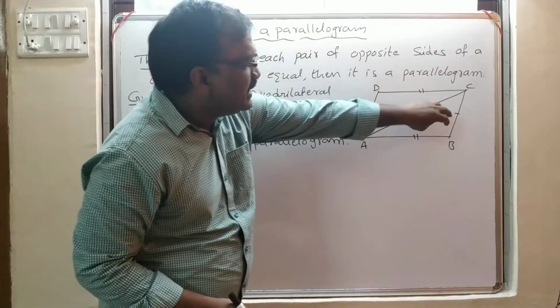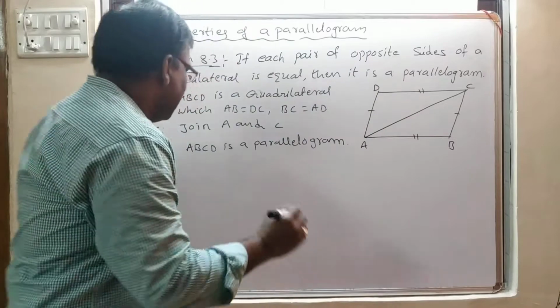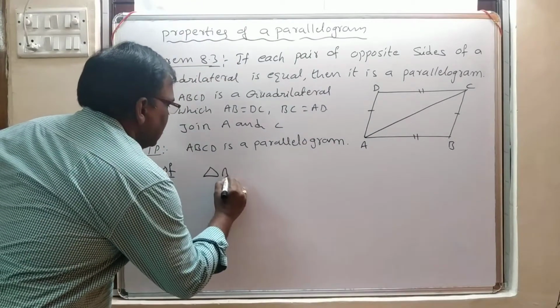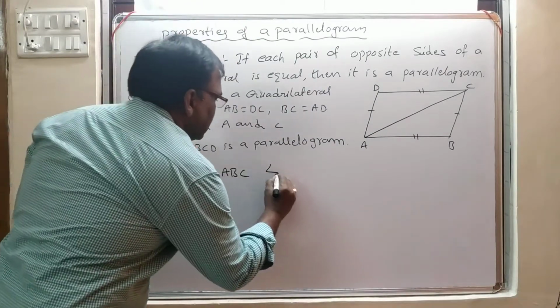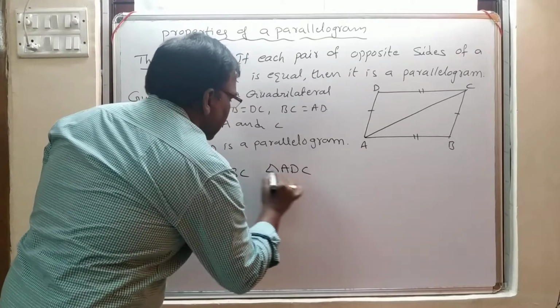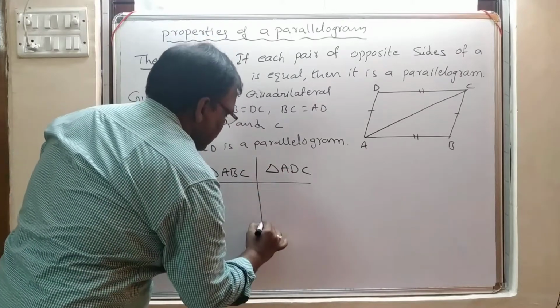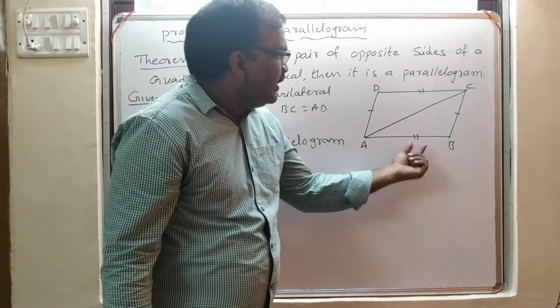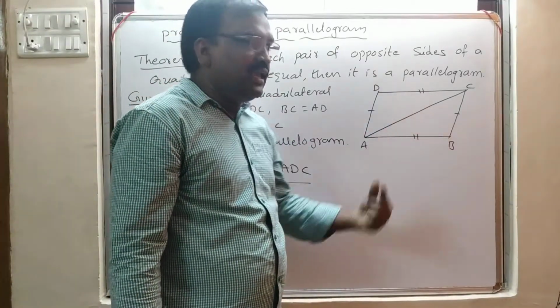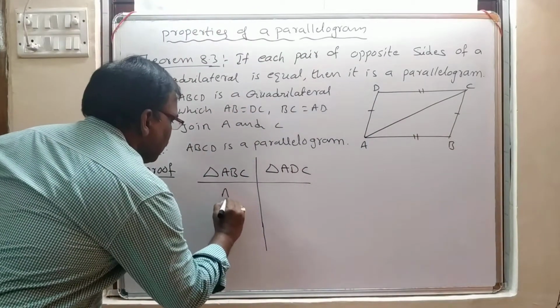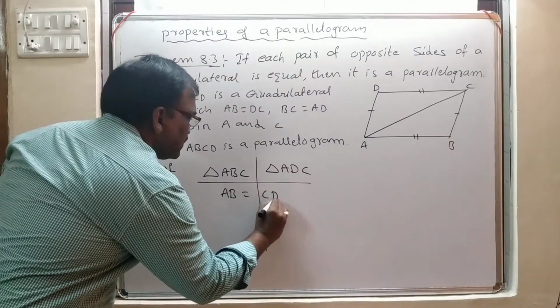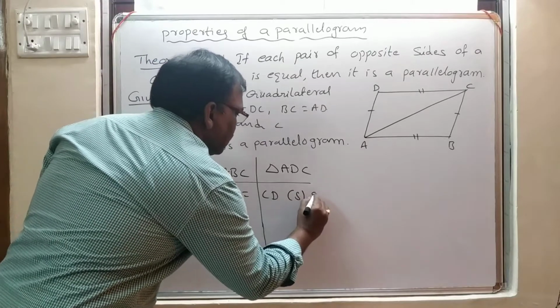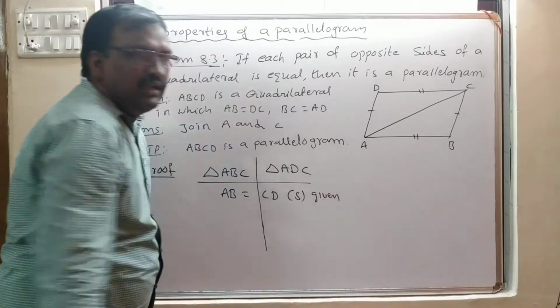Take the triangles ABC and ADC. Triangle ABC, triangle ADC. What do you observe? AB is equal to CD, already given. This is the side, given.